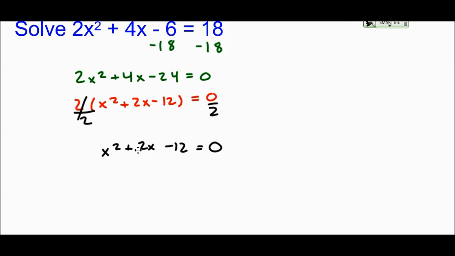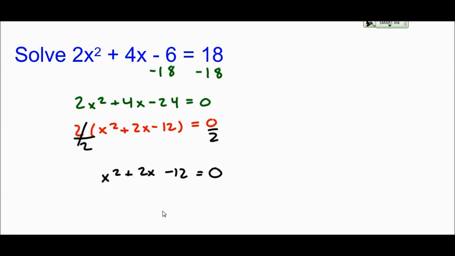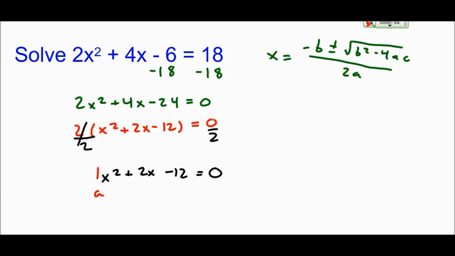So let's see. Can I factor this? Nah, probably not. So what I'm going to do is use the quadratic equation. And here's a tip: when you're learning a new formula, write it out every single time you use it. So negative b plus or minus square root of b squared minus 4ac all over 2a. Let me go ahead and label some things. So a in this case is 1, b is 2, c is negative 12.